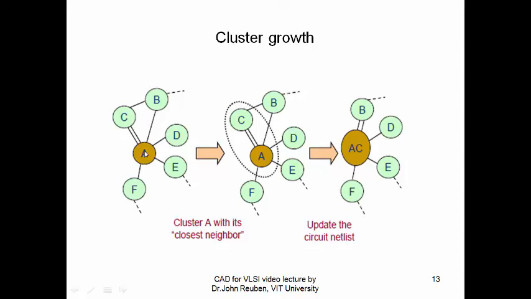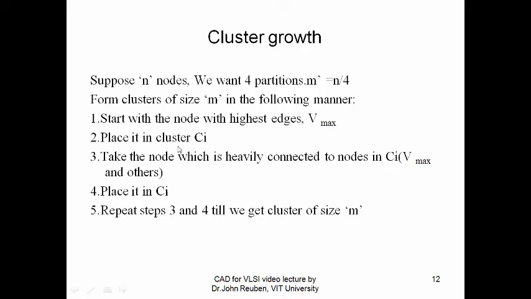A and C have 2 edges, so you form A and C into a cluster. Now from A and C together there are 2 edges to B, C to B and A to B, so you form A, C and B into a cluster. In this way, you start with the node with the highest edge count, place it in a cluster, then take the node which is heavily connected to the nodes in this cluster, and add it to that cluster. You keep repeating the process till that cluster is of size m, where m is n by 4. This is one crude way of forming partitions. Of course, this will not be optimal at all, but it is a way to form some initial partition which can be given as an input to an iterative improvement algorithm which will improve it later.